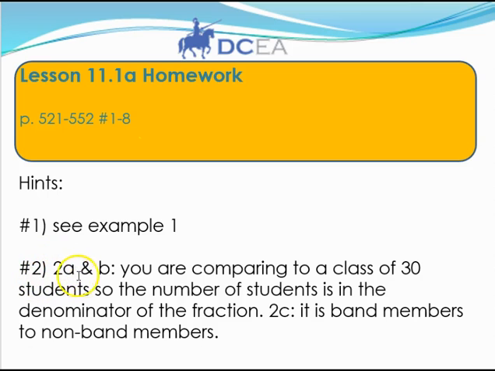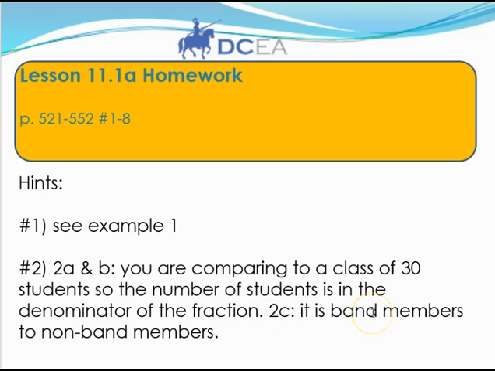In number 2, 2A and B, you're comparing to a class of 30 students. So when you read these problems, the first value you're given isn't always the value that'll be in the numerator. You have to think about what you're comparing to. So this is a class of 30 students, so that will be in the denominator for the first two, for 2A and 2B. So the number of students is in the denominator, okay? The other numbers will go in the numerator, but 2C is different.